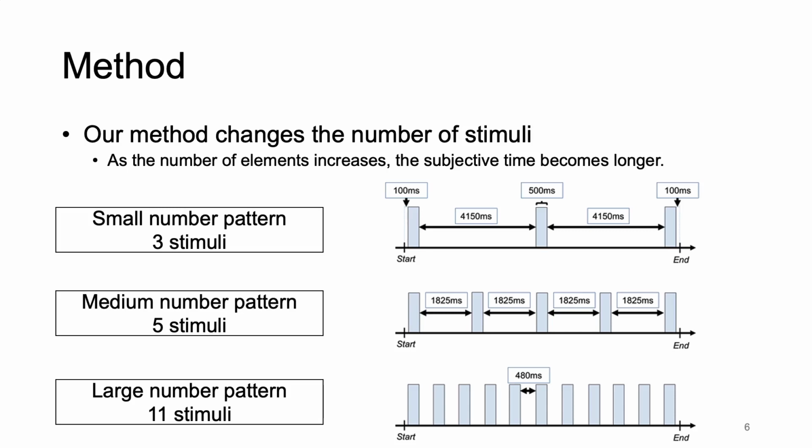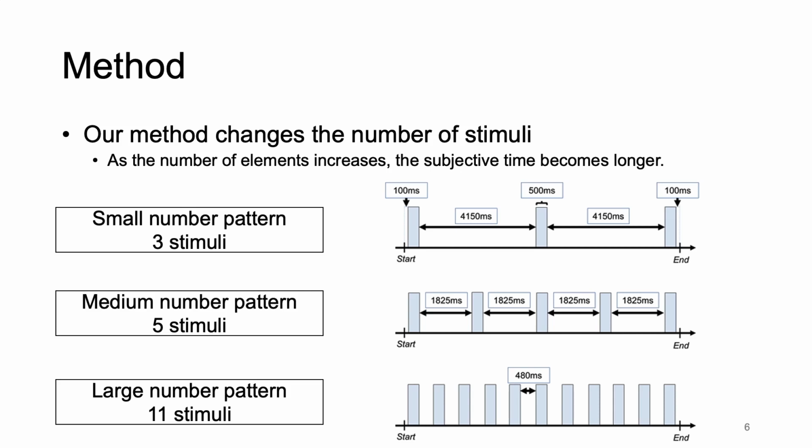Therefore, this study proposes a method for manipulating subjective time using tactile stimuli of wrist-worn devices. The proposed method changes the number of stimuli to manipulate the subjective time. We hypothesize that the subjective time becomes longer as the number of presented stimuli increases. This is a hypothesis based on the field duration illusion.